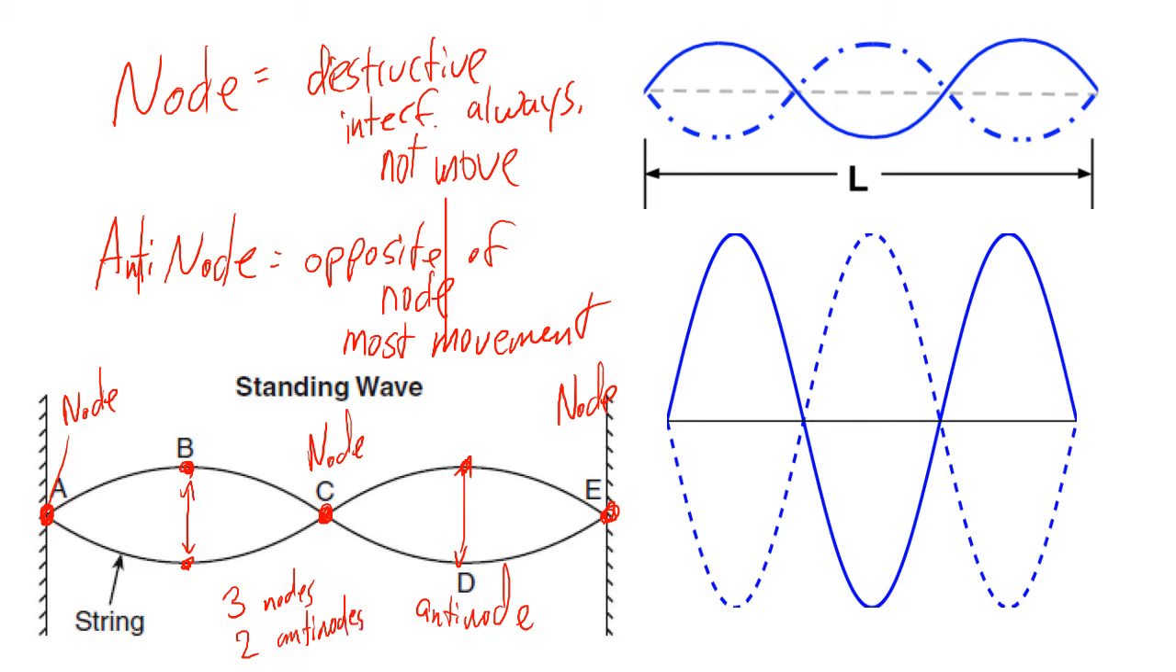Okay, let's look at this one. Can you count how many nodes there are? Give you a minute. Did you figure it out yet? Okay, so there are 1, 2, 3, 4 nodes. How many antinodes are there? There are 3 antinodes.